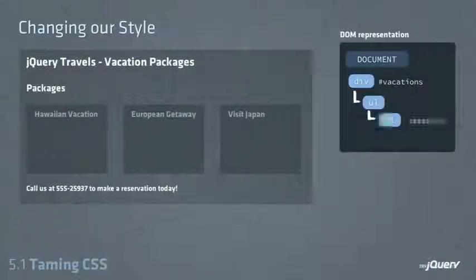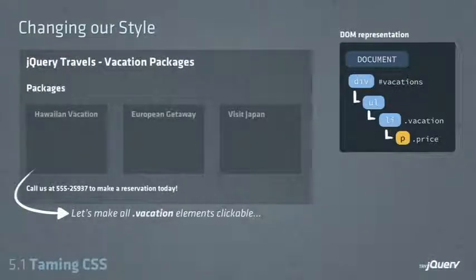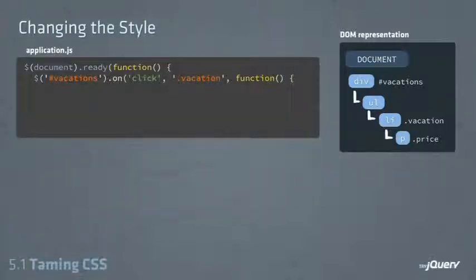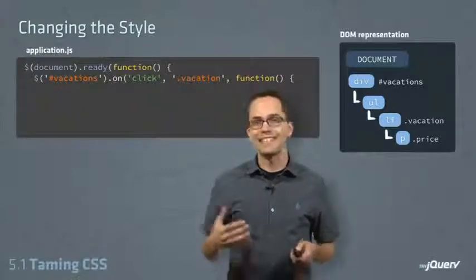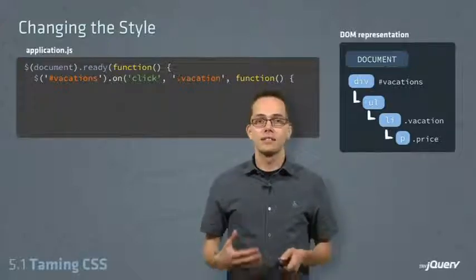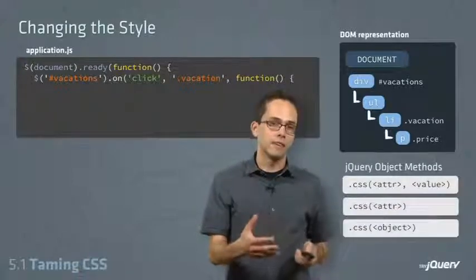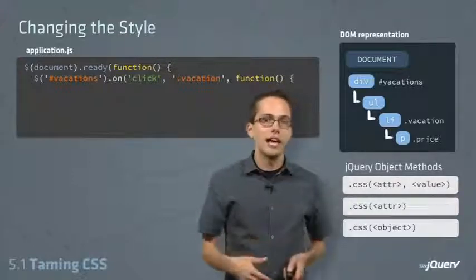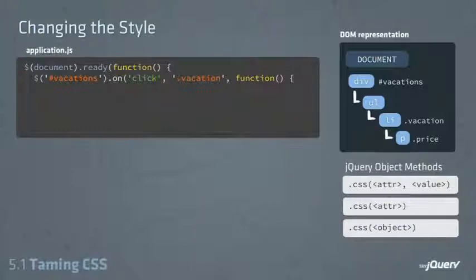So here we've got a page where we've got different vacation packages. Let's make it so that when people click on the li element, that it changes the style. So here we are inside of our application.js, and we're listening for click events on the vacation class. There's a few different methods we can use to get and set the CSS. We can set it by specifying the attribute and a value. We can get its current value by specifying the attribute, and we can also send in an object. Let me show you what that looks like.